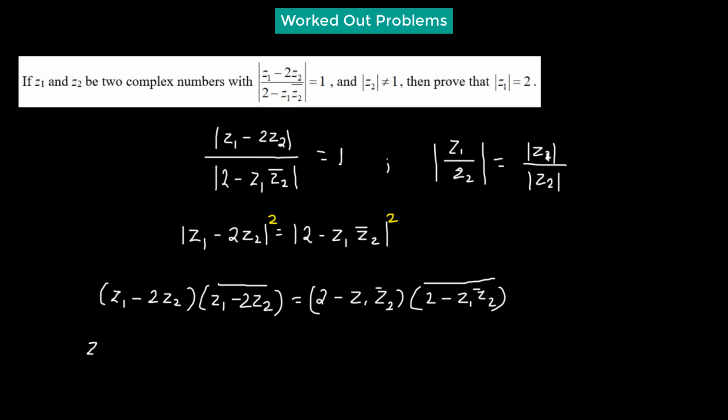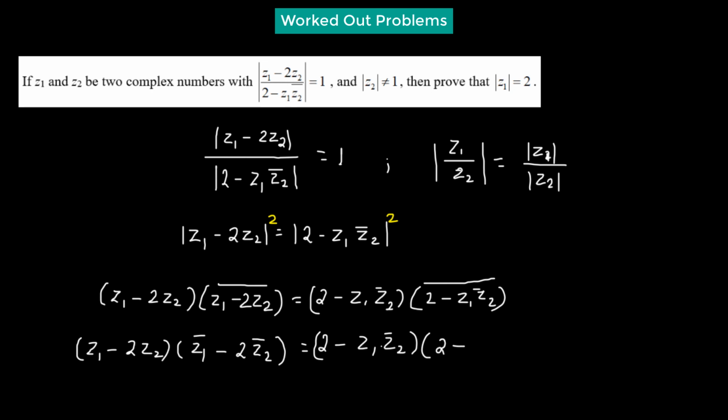So we have z1 minus 2 z2. When we simplify the conjugate, we'll have z1 conjugate minus the conjugate of 2, which will be simply 2, a real number, times the conjugate of z2. And this will be equal to 2 minus z1 times z2 conjugate multiplied by the conjugate, which will be simply 2 minus z1 conjugate times z2, because the conjugate of a conjugate is the complex number itself, so the conjugate of z2 conjugate will be simply z2.